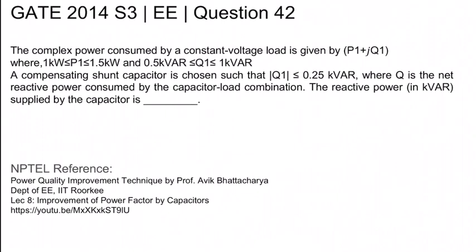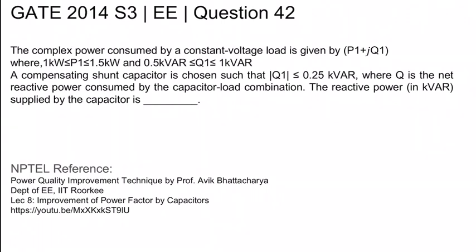Year 2014, set 3, electrical, question number 42. The complex power consumed by a constant voltage load is given by P1 plus jQ1, where P1 is in the range 1 to 1.5 kilowatts and Q1 is in the range 0.5 to 1 kilovolt ampere reactive.